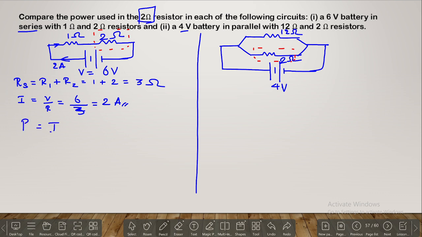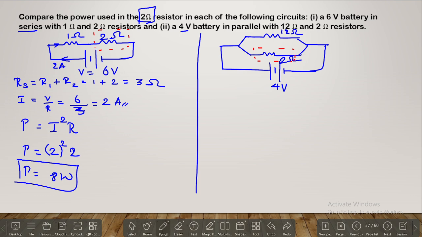Now we can calculate the power in the first circuit. In order to calculate the power, we are going to use the formula P is equal to I square into R. P is equal to, what is the value of I we calculated? 2. So 2 the whole square into R. What is the value of R? 2 ohm alone we need to consider. 2 the whole square, 4. 4 into 2, 8 watt. This is the power in the resistor in the first case.